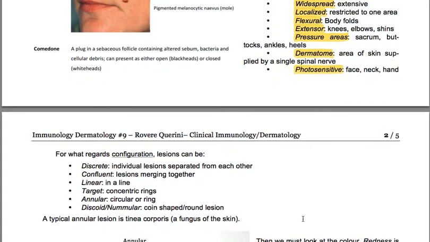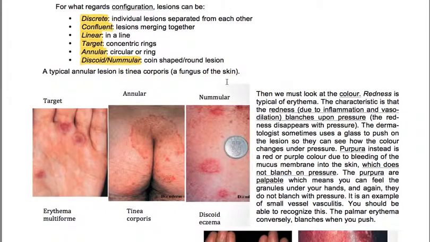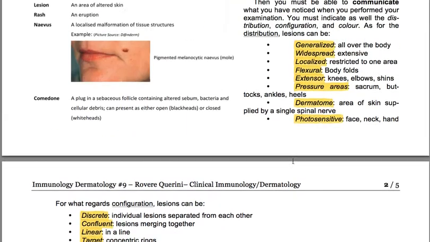For what regards configuration, lesions can be discrete, where individual lesions are separated from each other, confluent with lesions merging together, linear in a line, target, so concentric rings, annular, circular or ring, and discoid or nummular with a coin-shaped round lesion. A typical annular lesion is tinea corporis, a fungus in the skin. See target lesions in erythema multiforme, annular in tinea corporis, and nummular in discoid eczema.